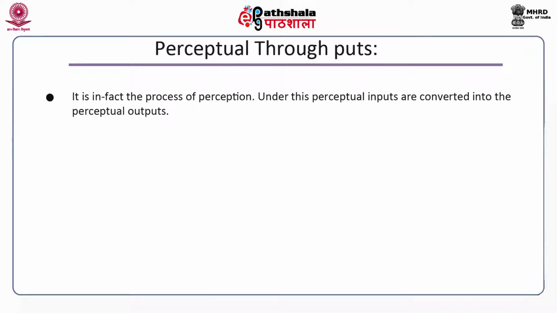Perceptual throughputs. It is in fact the process of perception. Under this, perceptual inputs are converted into perceptual outputs. In other words, the information received is processed to obtain the output. This includes 3 further steps to complete the process of perception. These are selection of stimuli, organization of stimuli, and interpretation of stimuli.